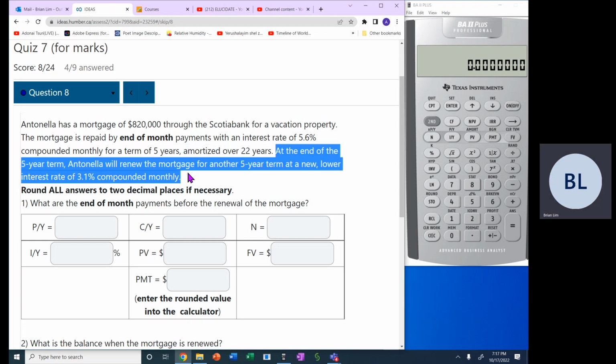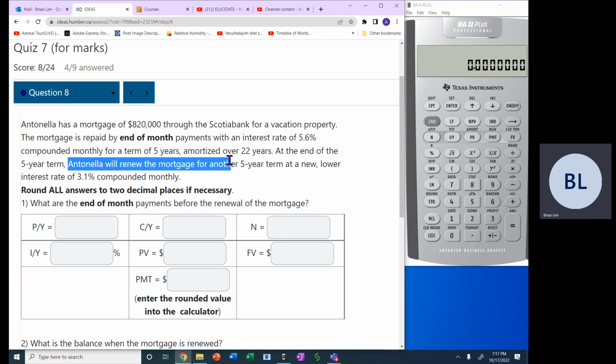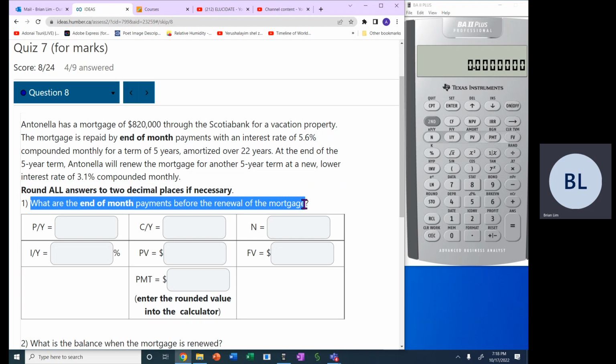At the end of the 5-year term, Antonella will renew the mortgage for another 5-year term at a new lower interest rate of 3.1% compounded monthly. All right, now let's start. Round all answers to 2 decimal places if necessary. What are the end of month payments before the renewal of the mortgage?